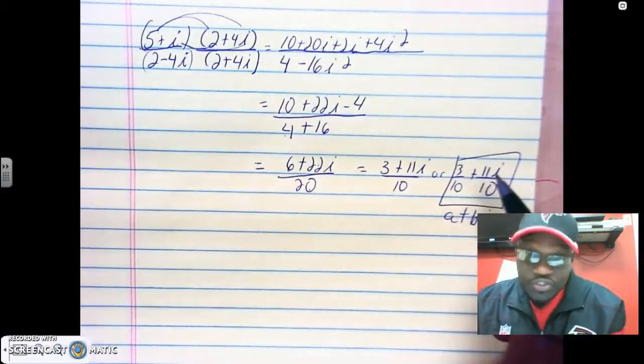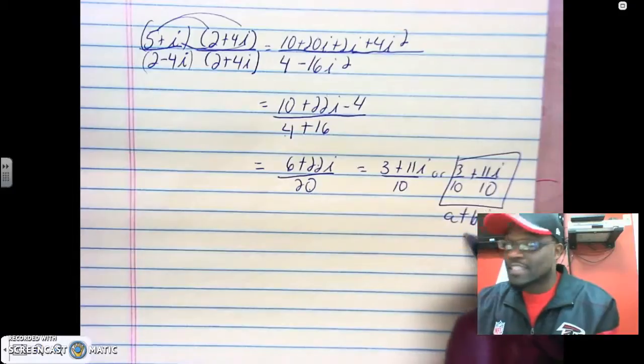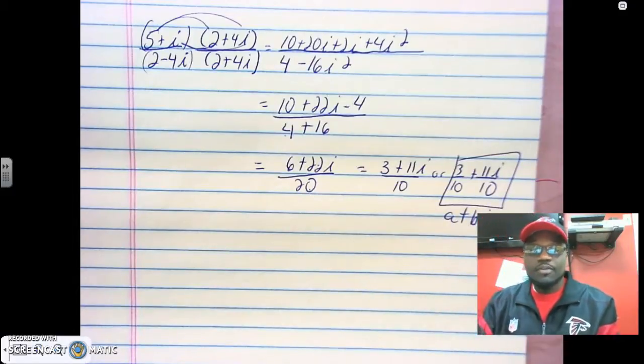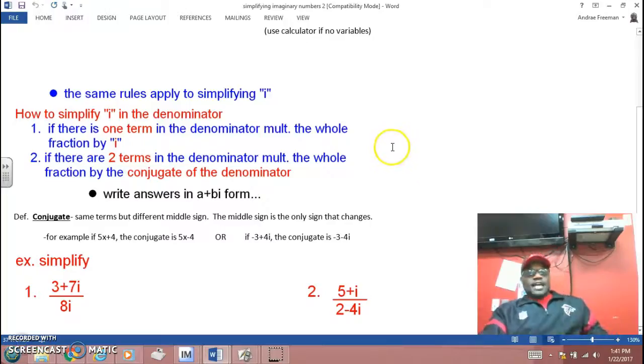And really, truthfully, when you separate them like this, this is a plus bi form. And I want to show you this in the notes so you can get this down. This is what I had just a second ago. Same rules as simplifying an i, okay? And so this tells you what to do if there's one term, and what to do if there's two terms. And write your answers in a plus bi form. It defines a conjugate. And so you want to look at this right here. You probably want to keep this down, but a lot of this is the same exact thing that we talked about when it comes to the square root.